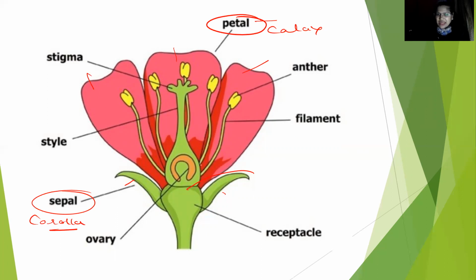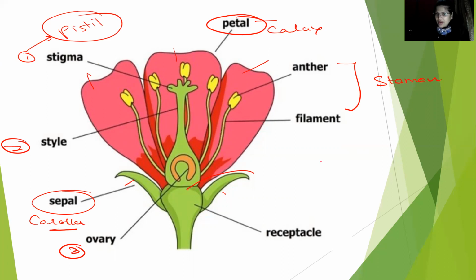This filament-like structure and anther together form the stamen. This stigma, style, and the ovary make the pistil. This is the male reproductive part, and this is the female reproductive part.